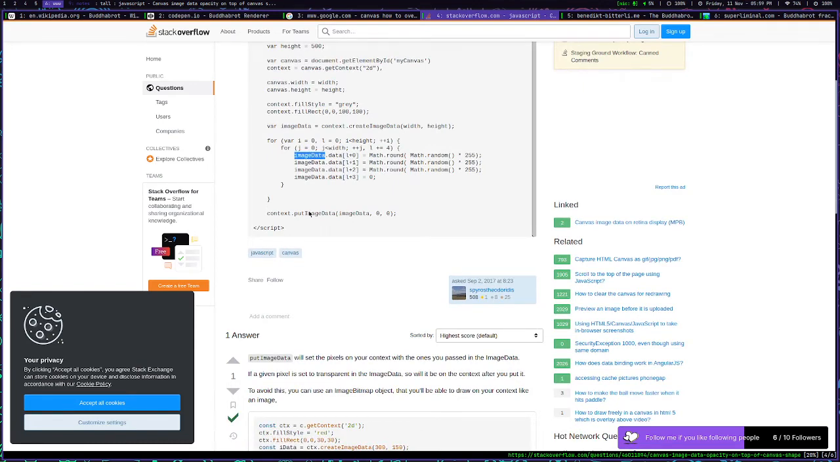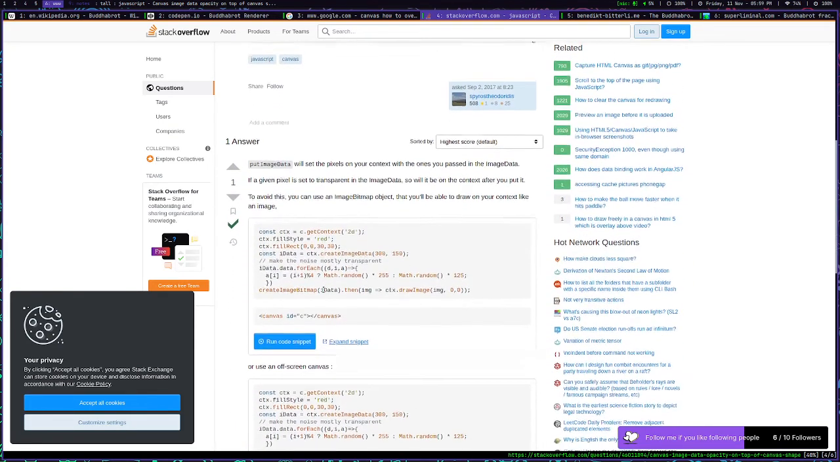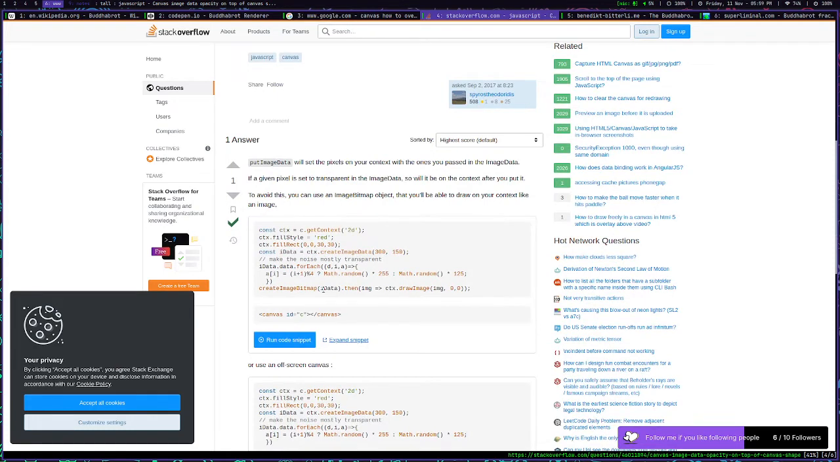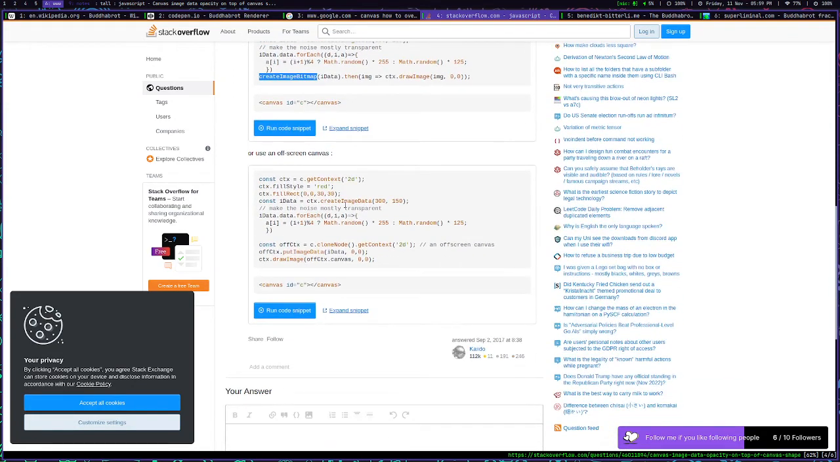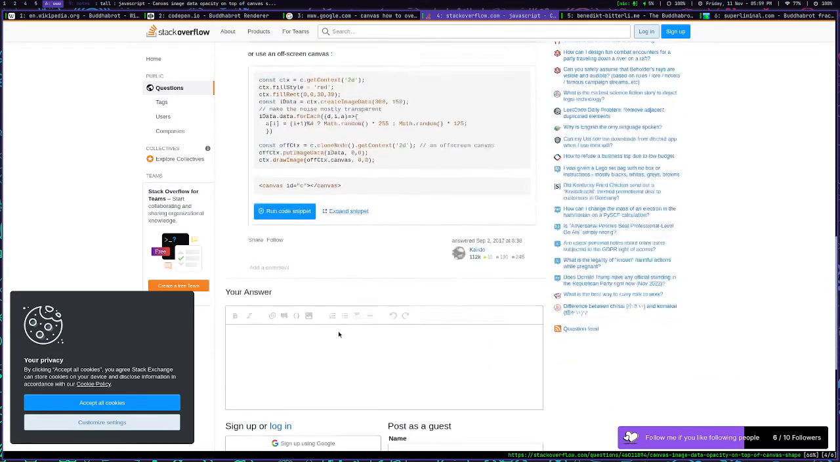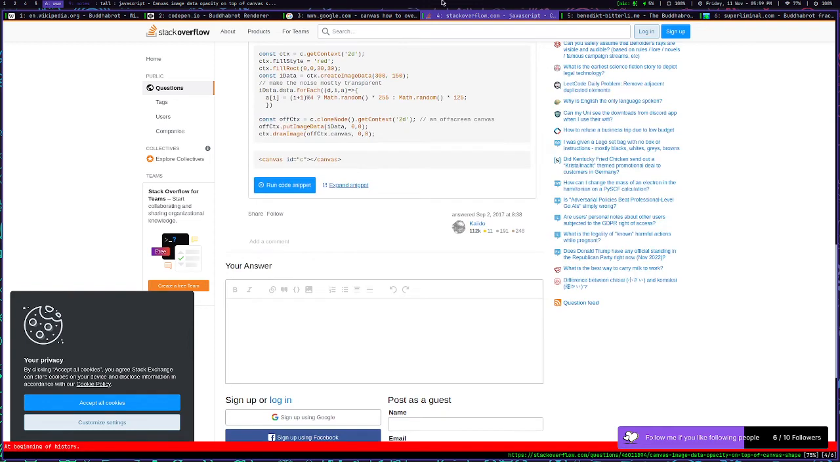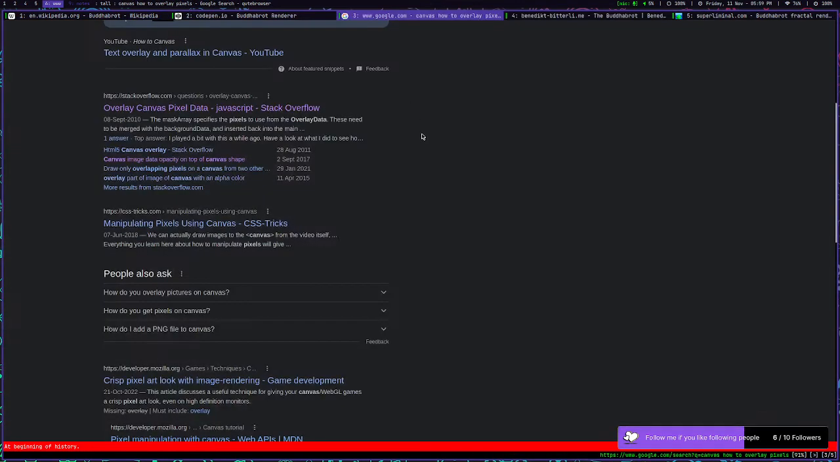Oh, this is doing the same thing that we were doing earlier. I'm not confident enough in the index calculation to do that again. Create image bitmap. No, no, no. Don't do that. No, that's not it either. Let's think.